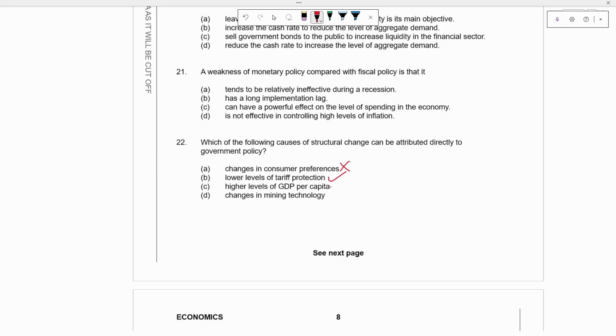C, higher levels of GDP per capita. This is also incorrect. It is not a government policy. D, changes in mining technology. This is also incorrect. It is not a government policy.